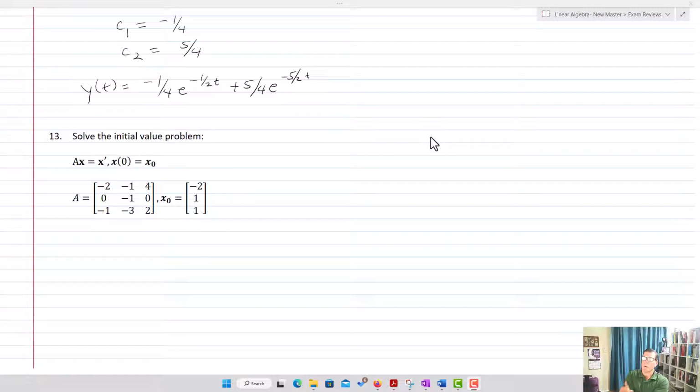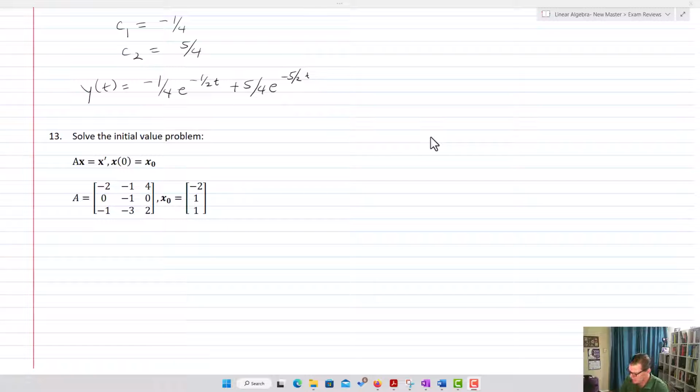So now we're going to start working on systems of differential equations. I'm going to look at number 13 here, and we want to solve this initial value problem: Ax equals x prime, x of 0 equals x naught. Essentially, we're going to find the eigenvectors and eigenvalues in order to solve the homogeneous part. And if we happen to have a defective system, we're going to have to utilize our methods for finding the additional vector solution for the system. Then when we're done with that, we're going to plug in x naught and figure out what the constants are, okay?